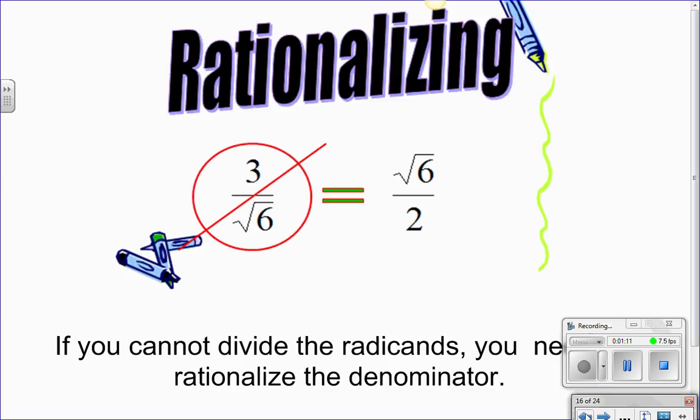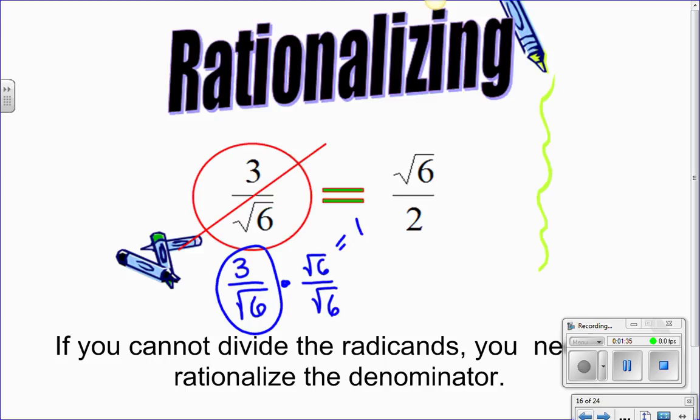So we'll multiply by 1 essentially. So we've got 3 over the square root of 6. We want to rationalize the denominator. We're going to multiply by something divided by itself so that we're not changing the value of the fraction. So we're going to multiply by the square root of 6 over the square root of 6. So that is equal to 1. We're not changing the value of this fraction when we multiply by 1, right?